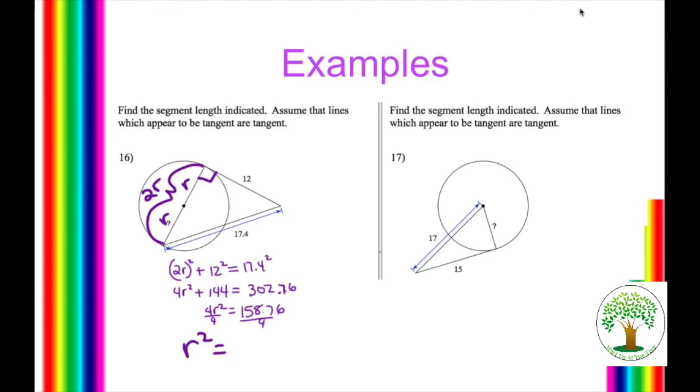What's 158.76 divided by 4? Someone help me. 39.69. Say it again. 39.69. Now, how are we going to get R by itself? Take the square root. Now, when we take the square root, we have to have 2 answers. What happens when you take the square root on an equation? You have 2 answers, a positive and a negative.